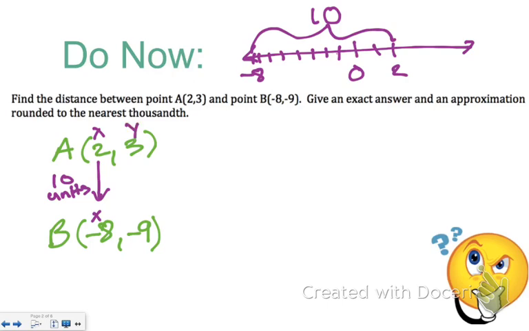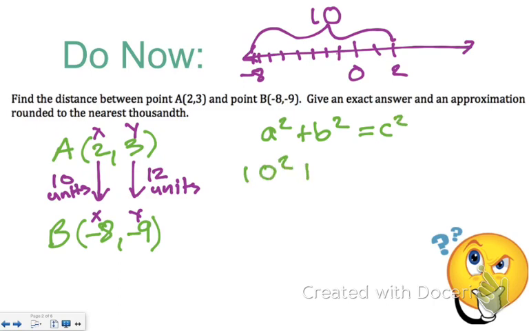Similarly, with the y values, from +3 to -9, 3 is 3 units to the right of 0, and -9 is 9 units to the left of 0. So altogether, they are 12 units apart. And now we have our 2 legs. We're going to substitute that into the Pythagorean theorem. a squared plus b squared equals c squared. 10 squared plus 12 squared, our 2 legs, will be equal to our hypotenuse squared.